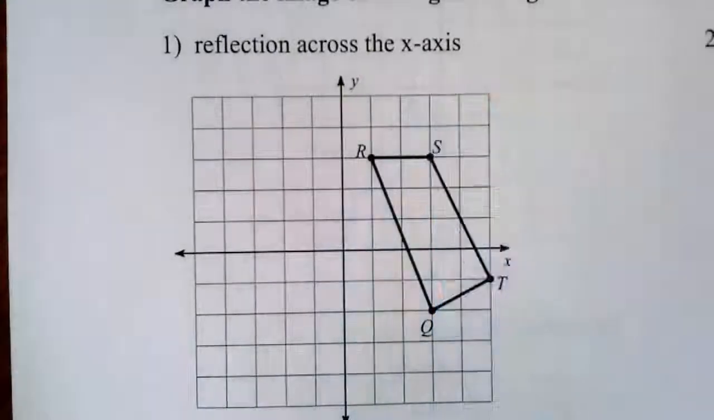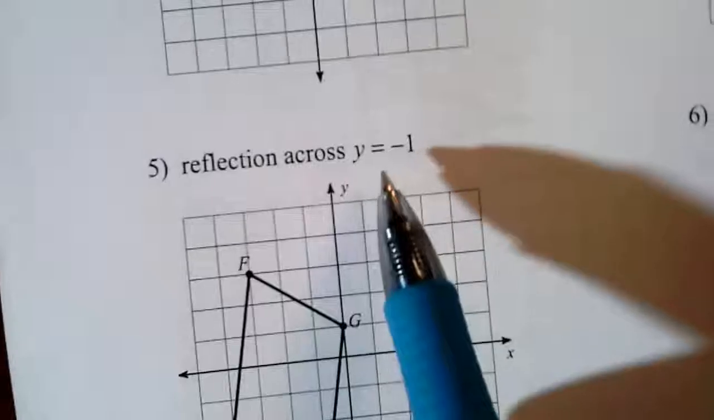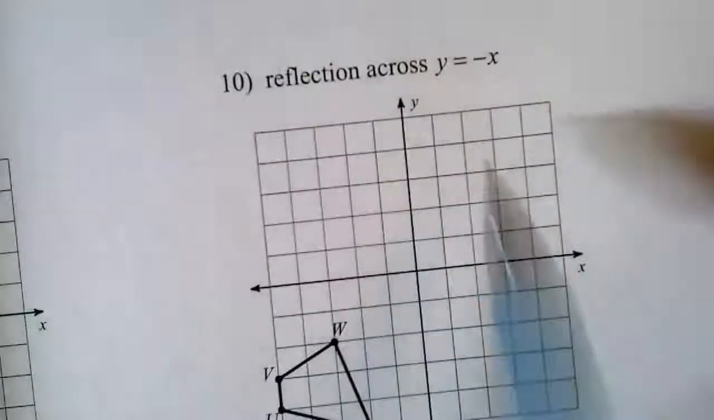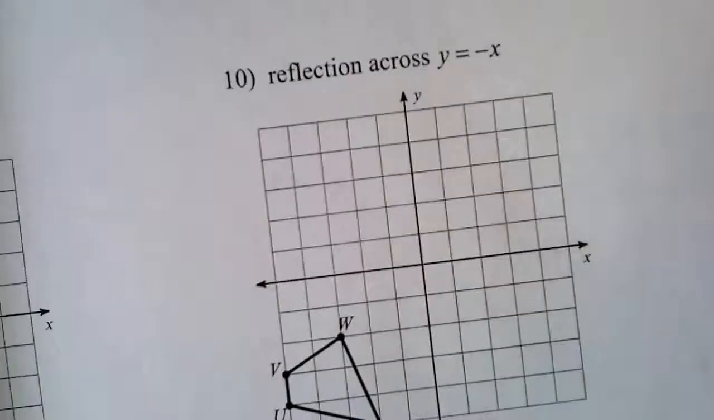First of all, notice x-axis, x-axis, y-axis, x-axis. So the first four problems you're flipping over an axis. On the next four problems you're flipping over y equals -1, x equals -3, a horizontal or vertical line. And then in the last set, you're flipping over the line y equals x or y equals -x.